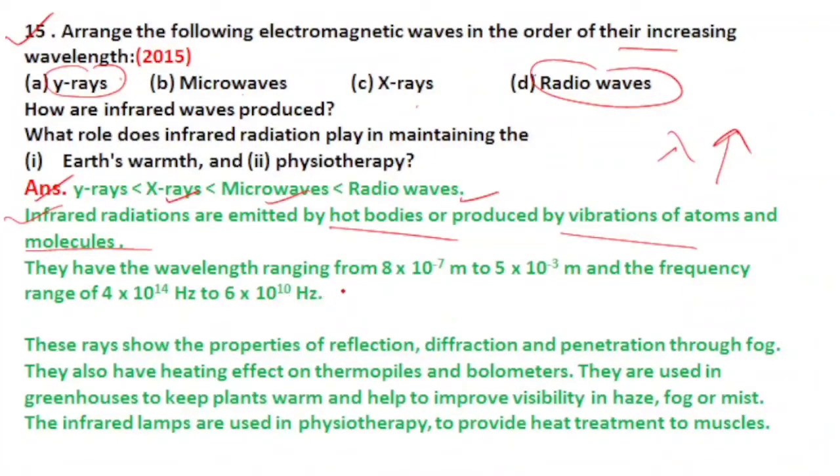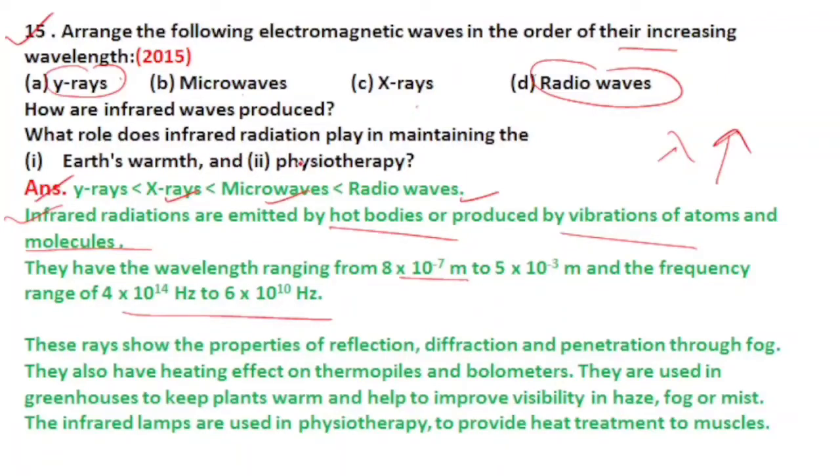And they have wavelength ranging from 8 × 10^-7 meter to 5 × 10^-3 meter, and the frequency range is from 10^14 hertz to 10^10 hertz, right? So it has maximum frequency and minimum wavelength. Okay, infrared rays. Now, one more part is there.